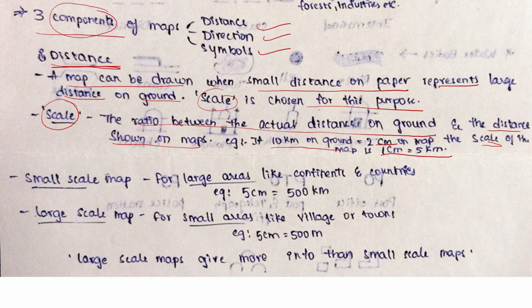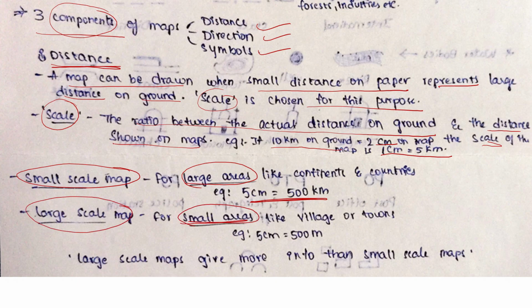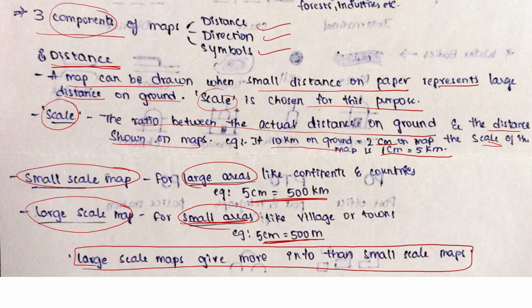Small scale maps are used for large areas like continents and countries, and the scale can be taken as 5 centimeters is equal to 500 kilometers on small scale maps, whereas in large scale maps, small areas like villages or towns are represented, where 5 centimeters represents just 500 meters. And always remember, large scale maps give more information than small scale maps, because in large scale maps the area taken is less, so the details can be shown more clearly and in a detailed way, and hence large scale maps give more information.